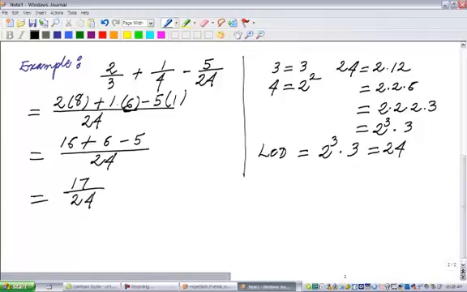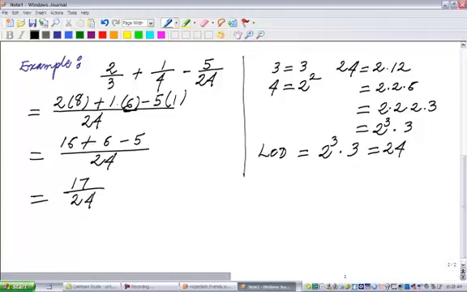Any other questions? Can you go over this example again, please? This one? Yes, all of these. In this example, we are adding these two fractions and subtracting this fraction, okay?